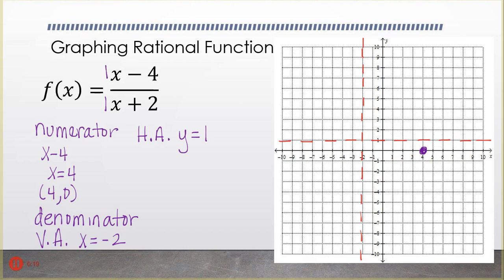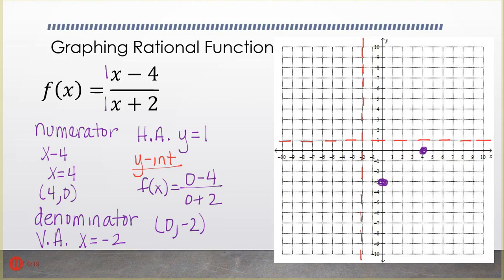Okay, so now we have that. And the last thing I like to look for is my y-intercept. So the definition of y-intercept is the y value when x equals 0. So to find that, f of x is going to equal 0 minus 4 divided by 0 plus 2, which is going to be negative 2. So I have a y-intercept at (0, -2).